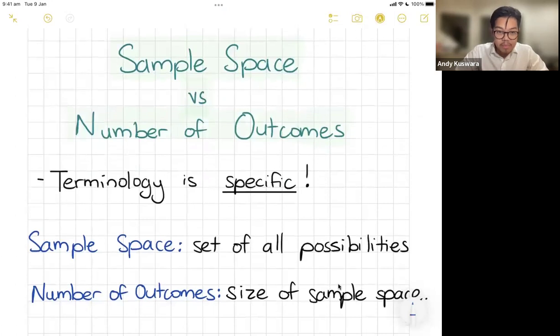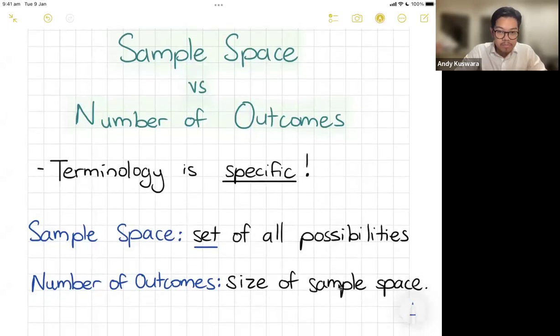the number of outcomes. And I need you to be very careful because the terminology in these subjects is very, very specific. So if they ever ask you for a sample space, they're asking for the set, which is the key word here. It's the set of all possibilities. Whereas if they're talking about the number of outcomes, they're talking about the size of the sample space. Now these two are very, very closely linked, but depending on what they ask for, you're going to have to answer a certain way.